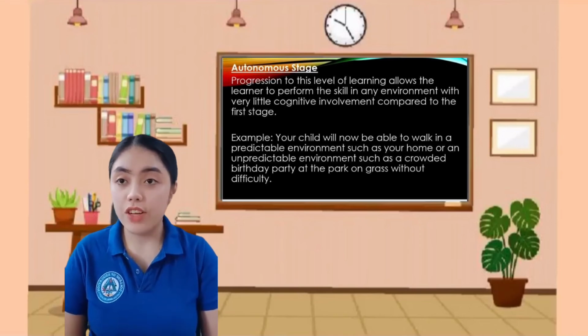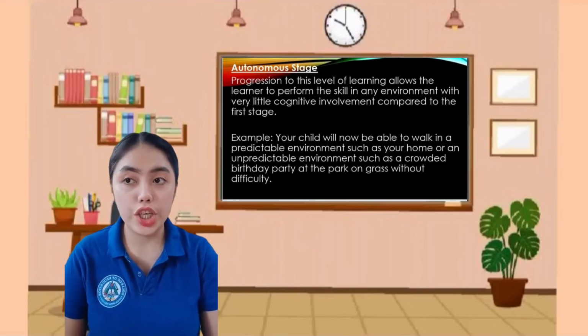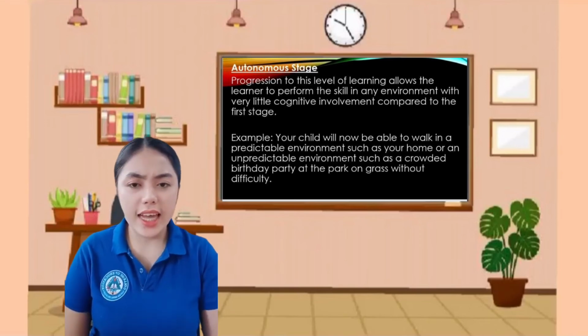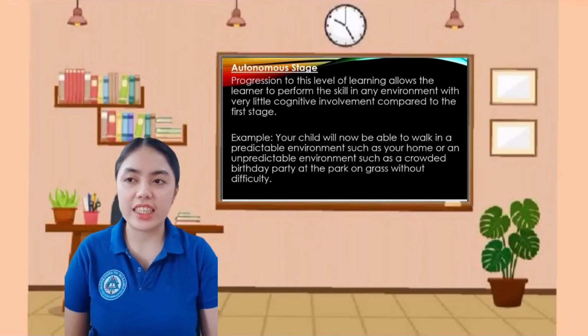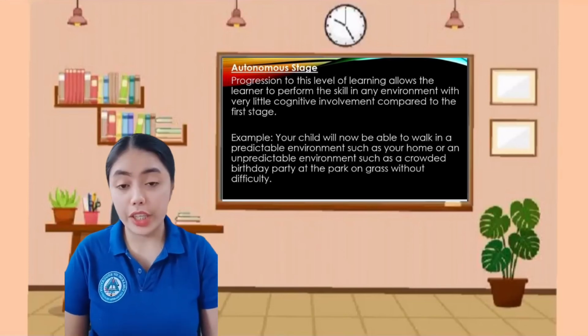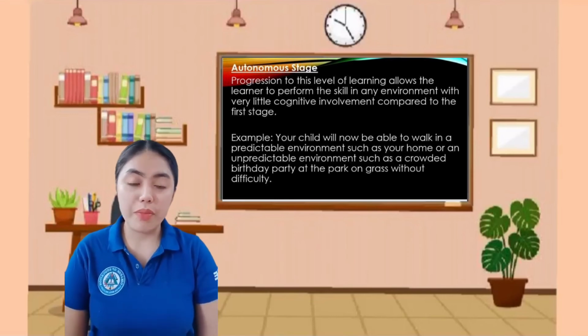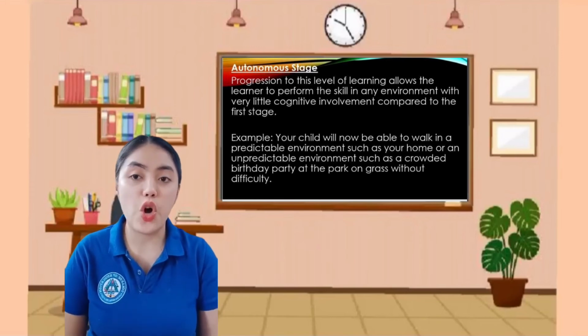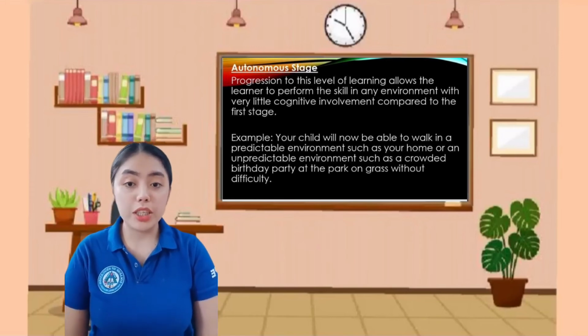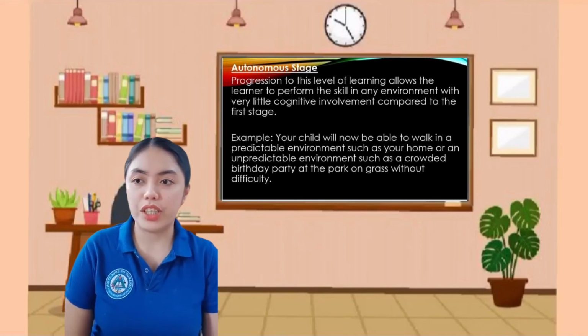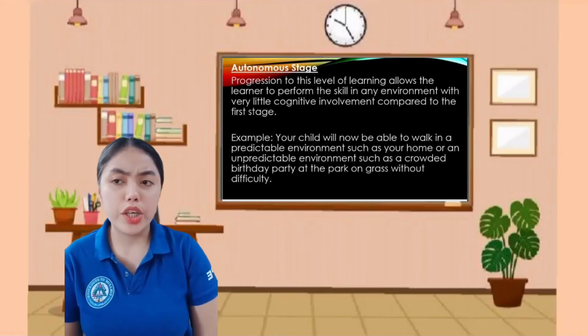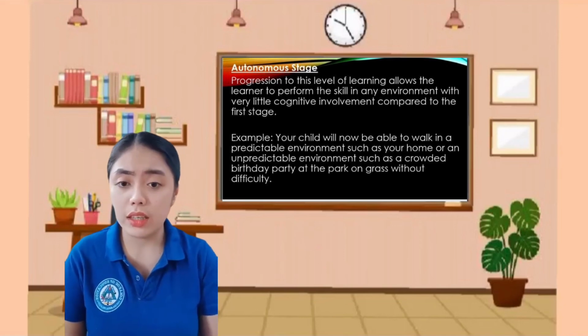Progression to this level of learning allows the learner to perform the skill in any environment with very little cognitive involvement compared to the first stage. Example, your child will now be able to walk in a predictable environment such as your home, or any unpredictable environment such as a crowded birthday party at the park on grass without difficulty.